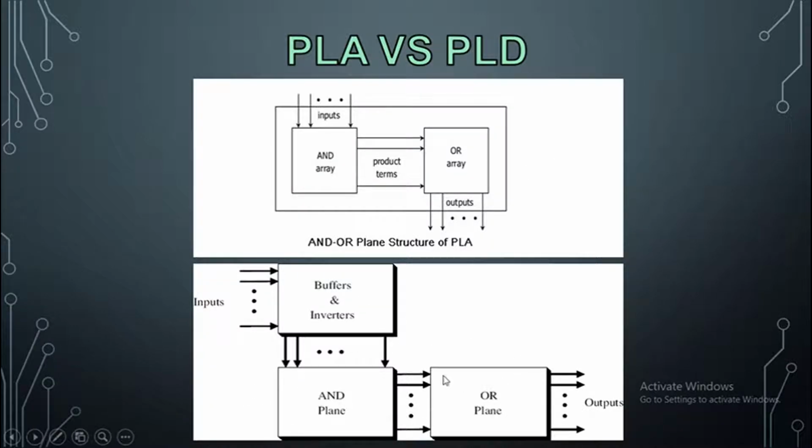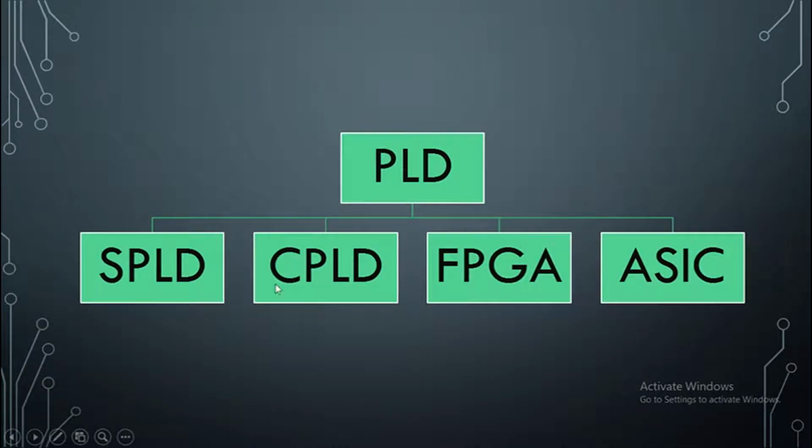This is the block diagram of a PLD. It consists of an AND plane, an OR plane, and some buffers and inverters. There are mainly 4 types of PLD. The first one is SPLD, the Simple Programmable Logic Device. The second is CPLD, the Complex Programmable Logic Device. The third, which is our main topic, is FPGA, the Field Programmable Gate Array. And the final one is ASICs, also called Application Specific Integrated Circuits.